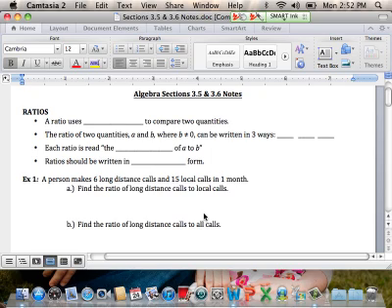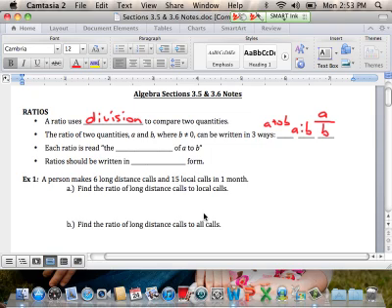First of all, a ratio uses division to compare two quantities. The ratio of two quantities, A and B, where B is not equal to 0, can be written in three different ways. We can write it in words, so we can write it as A to B, we can write it as A colon B, or we can write it as a fraction A over B.